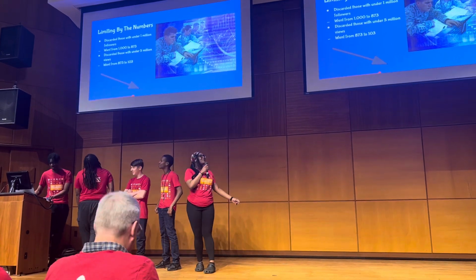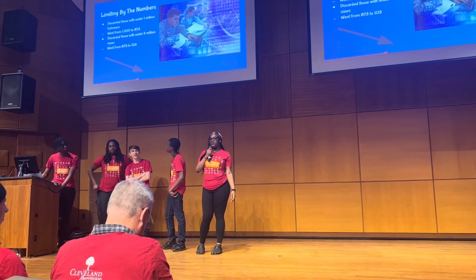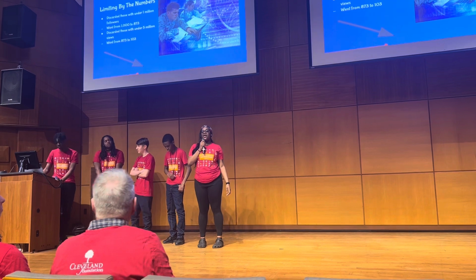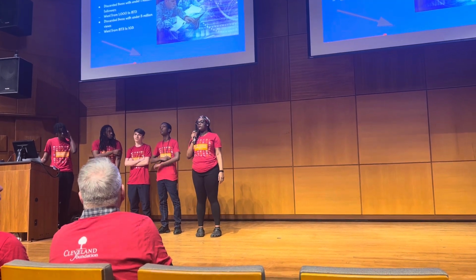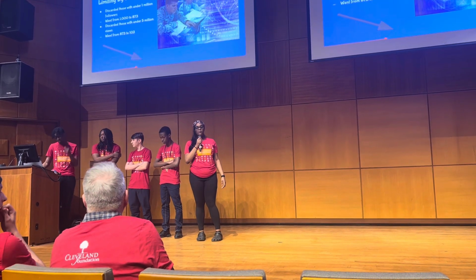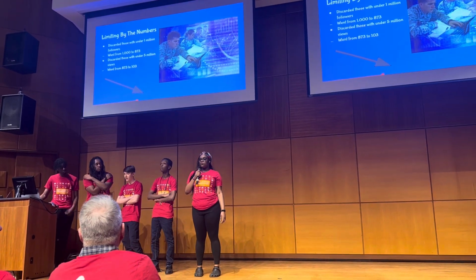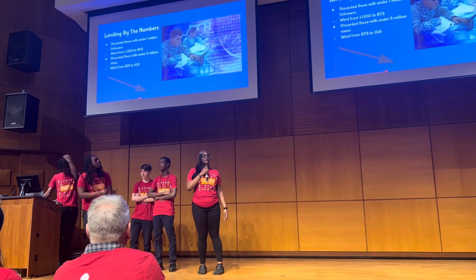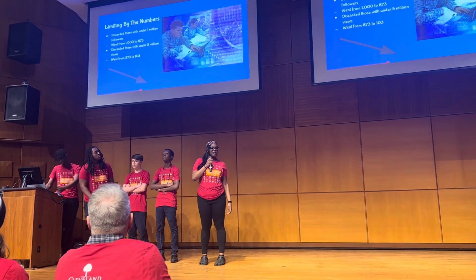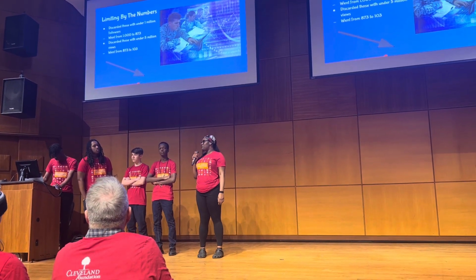Okay, so limited by the numbers, the first thing we did was we started with those under 1 million followers, and that dropped our list down from 1,000 to 873 people. And then the next thing we did was we condensed it by those who were under 5 million views. And what that did was drop it down from 873 people to 103 people.